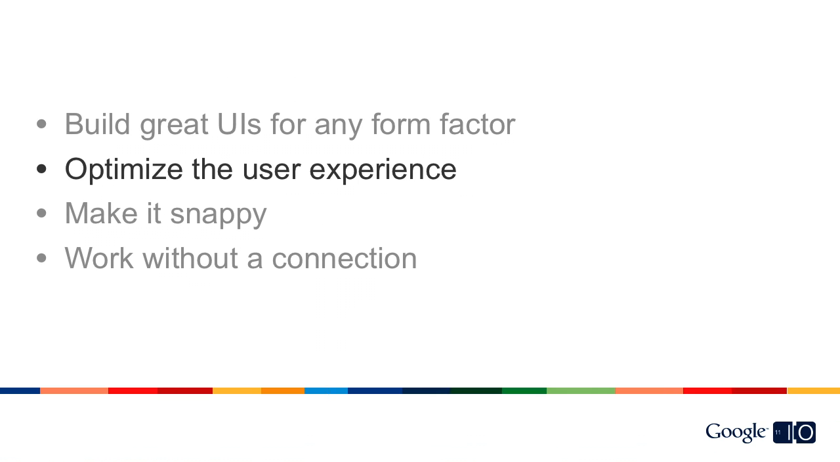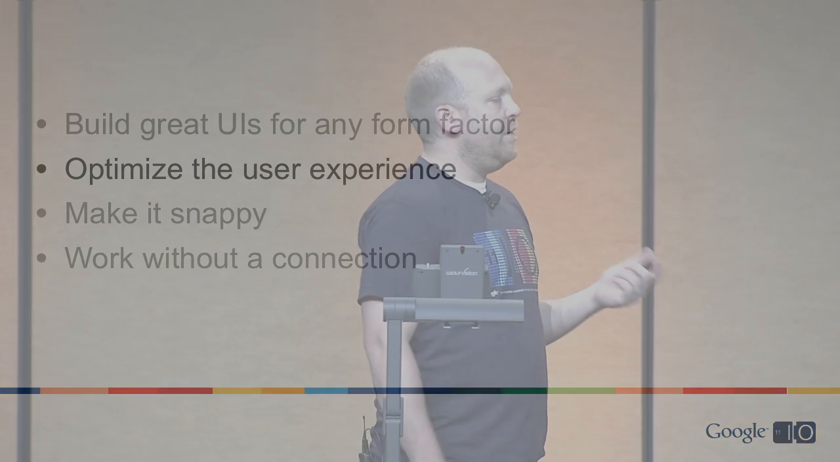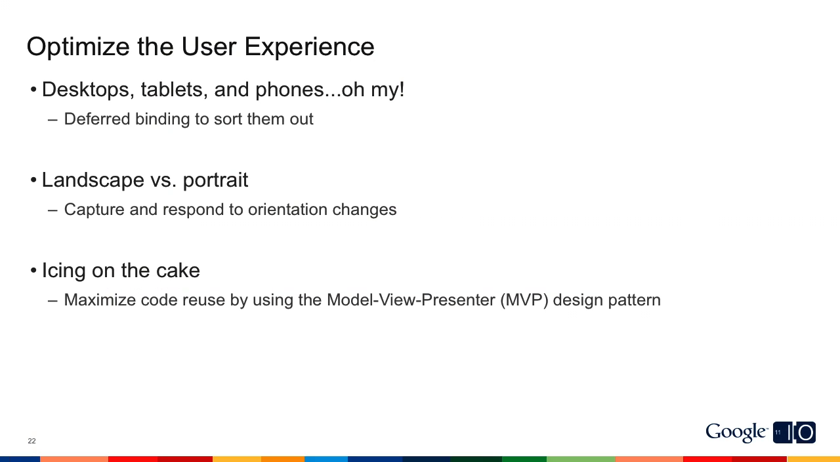So how do we optimize the user experience? Now that we have these different UIs, how do we pull the right one up for the right device? And it's more than that. It's not only how do we pull them up for the right device, it's once we have pulled up the right UI, how do we handle orientation changes if we're running on a tablet or a phone? In this case, I'm going to demo how to do it on a tablet.